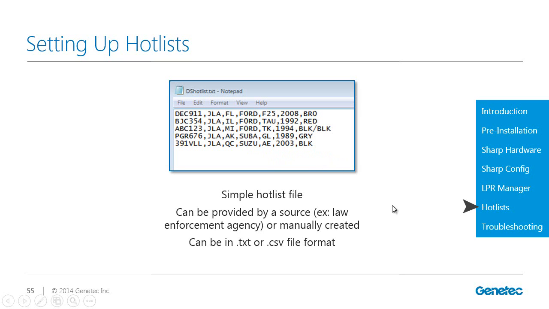Now a hotlist must be in a text or CSV, comma separated value, type of file. So if you open it in Excel, make sure you're saving it as a CSV. And it must at the very least contain the plate number and the state that the plate is from. So in our example here, our first column is the plate number and our third column is the state.